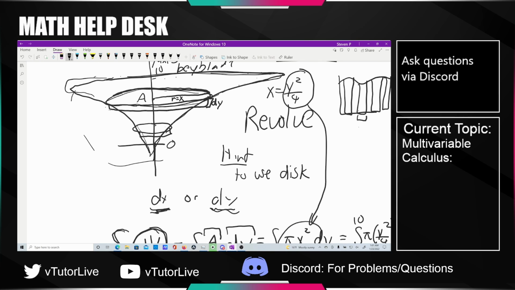So what we did here was a typical disk. Sorry, I said washer, but this was a typical disk. A washer would have a space in between. A washer is sort of a ring, or if you want to sound sophisticated, you call it an annulus.